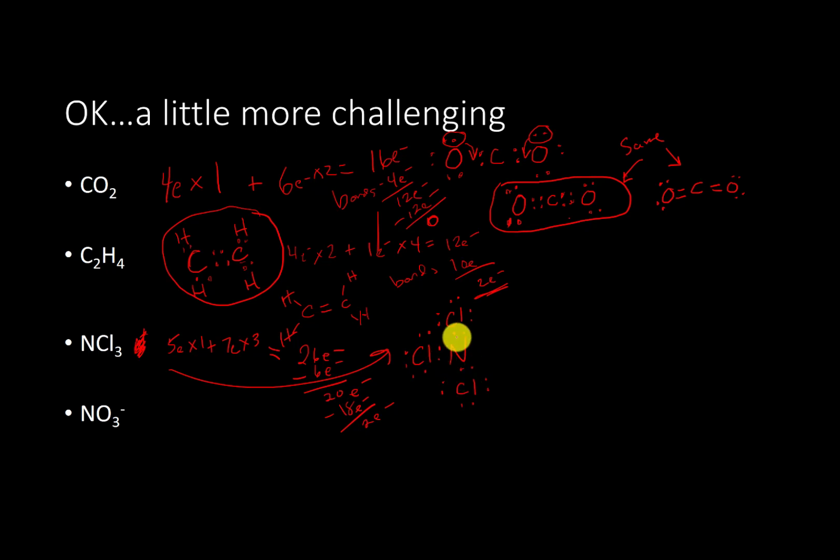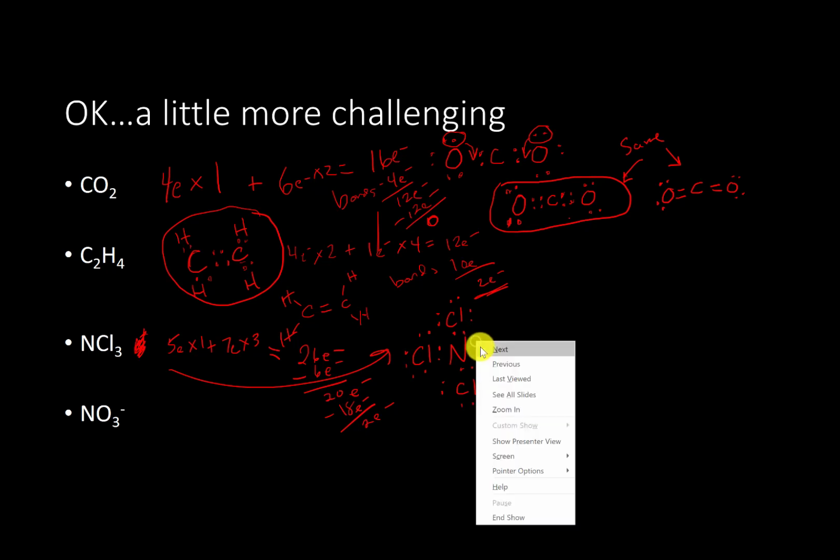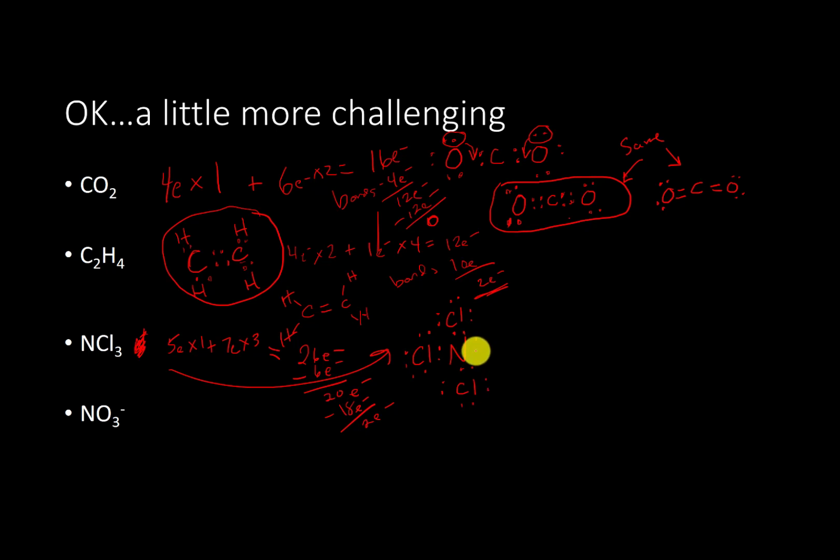It's got 1, 2, 3, 4, 5, 6. So nitrogen follows the octet rule, it can hold up to 8 electrons. So yes, we can put 2 more electrons around that. And there we go. This is the Lewis dot structure for nitrogen trichloride.